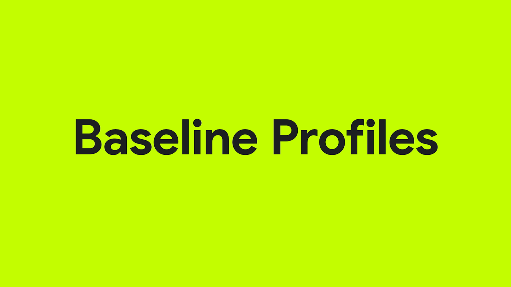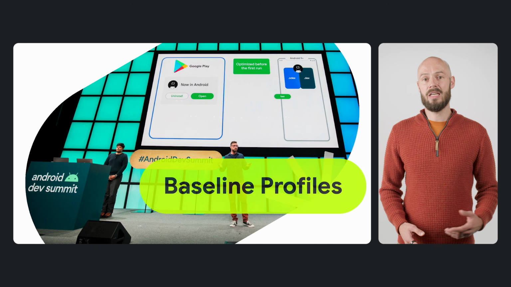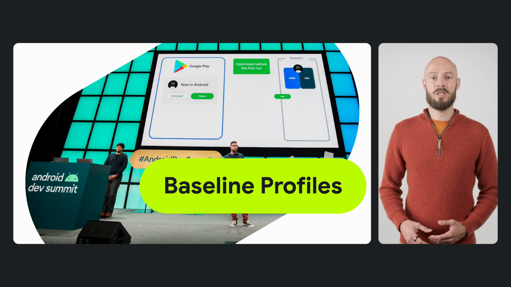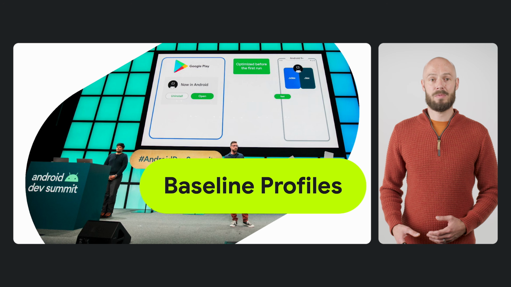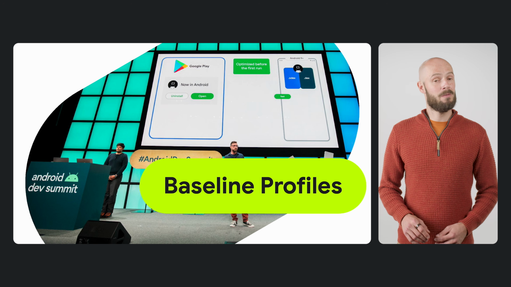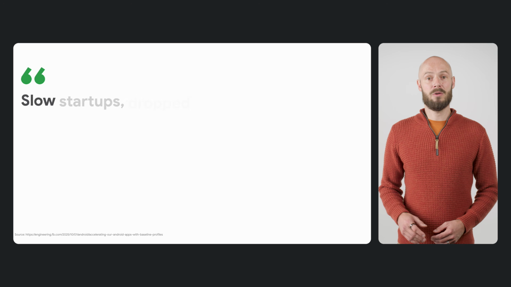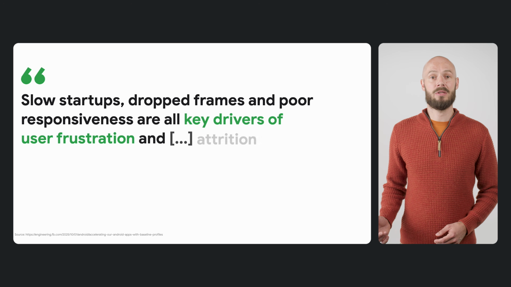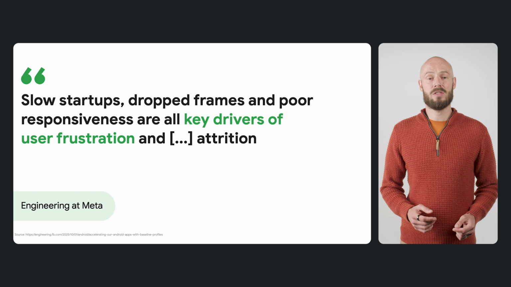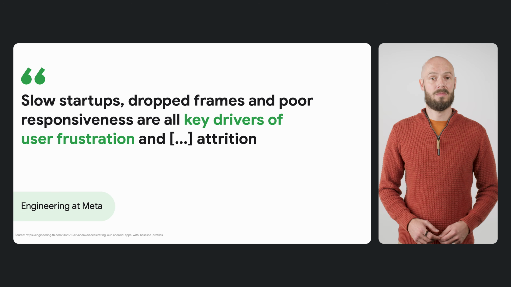In case you haven't heard of baseline profiles yet, they are another key tool to improve app startup and runtime performance. By moving the code interpretation and just-in-time compilation steps away from user devices, app startup can be streamlined and rendering performance improved. In a recent article, engineers at Meta called out that slow startups, dropped frames, and poor responsiveness are key drivers for user frustration and attrition.